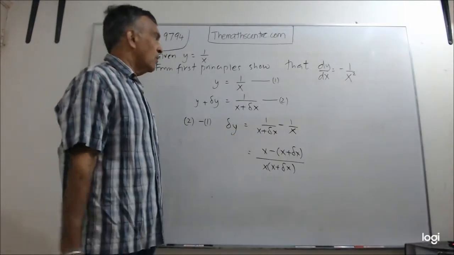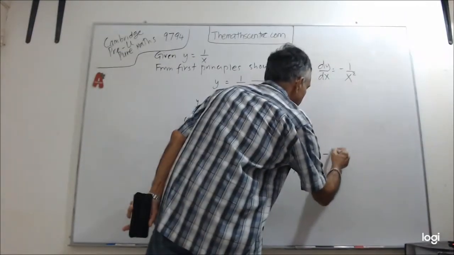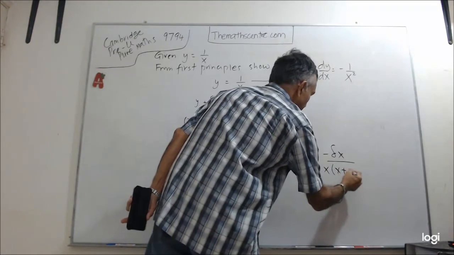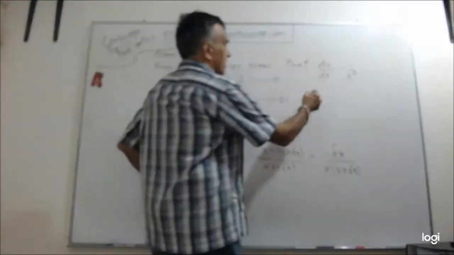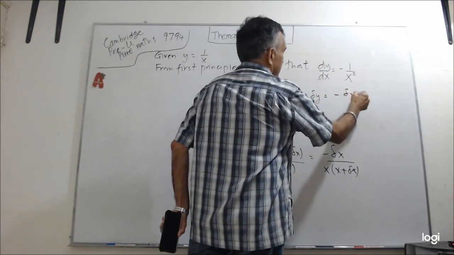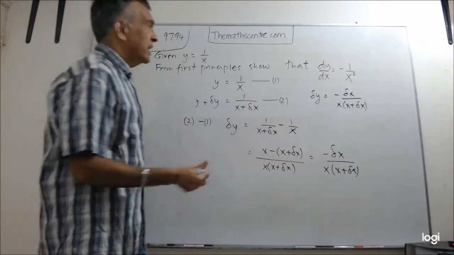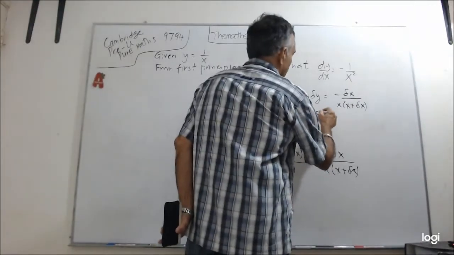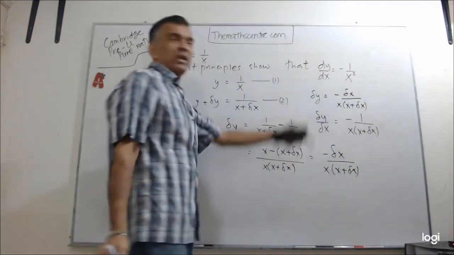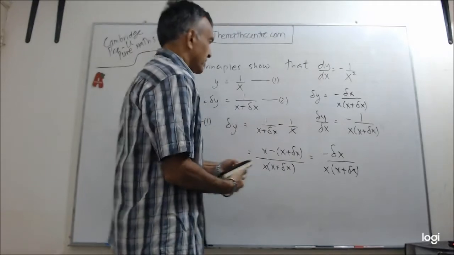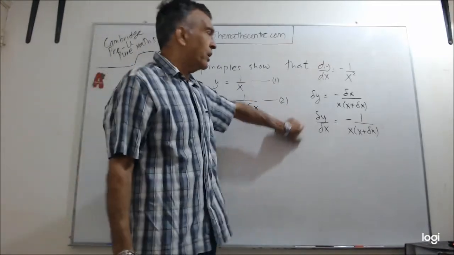Fantastic. So now let's clean this up a little bit. We have x minus x is gone, so we are left with minus delta x over x plus delta x. I need some space, some real estate here. So I have delta y equals minus delta x over x plus delta x. Now let's shift some things around. I have delta y over delta x equals minus 1 over x plus delta x. Just bring the delta x down to the left hand side. So now I can erase all these things. So delta y over delta x is negative 1 over x plus delta x.